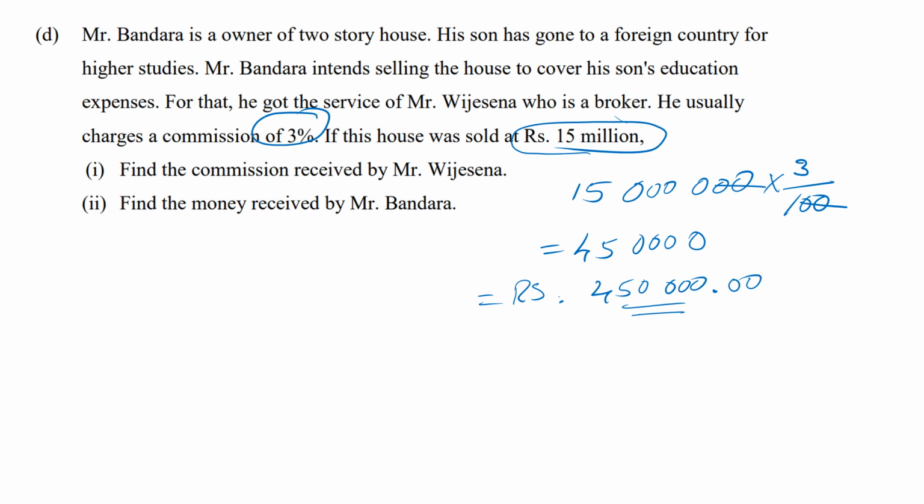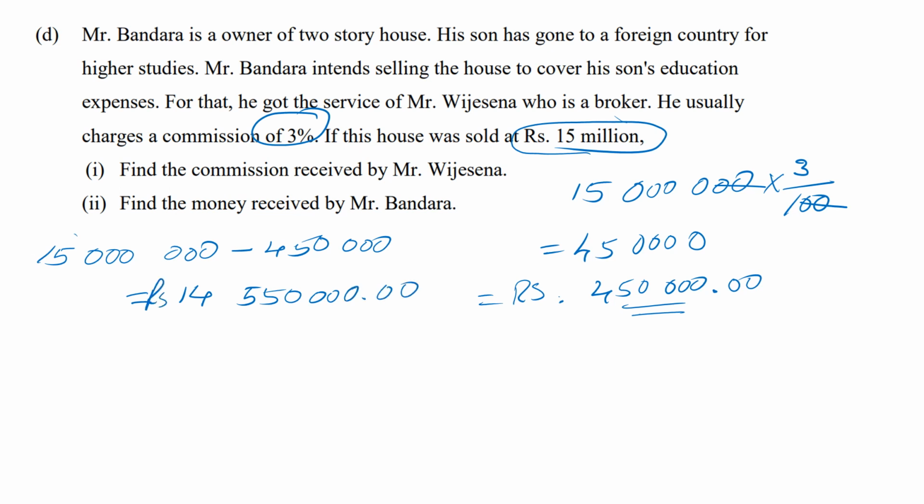So you can find it by subtracting this commission from the price. 15 million minus 450,000. Then you can just subtract this. You can get 14,550,000 rupees. So this is the answer. This is how much Mr. Bandara received after selling his house.